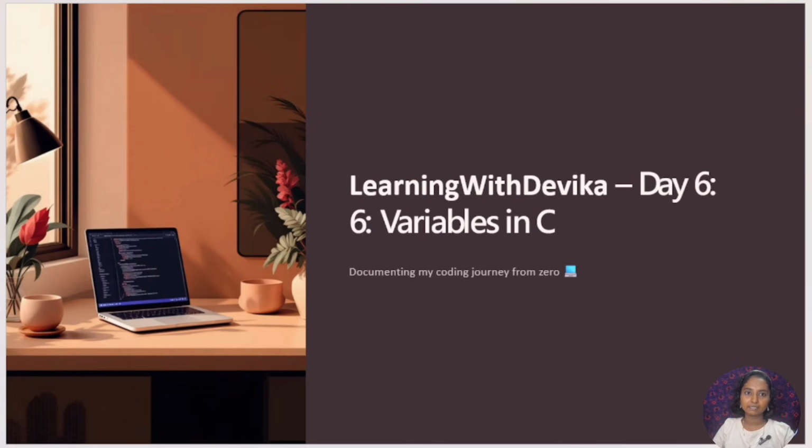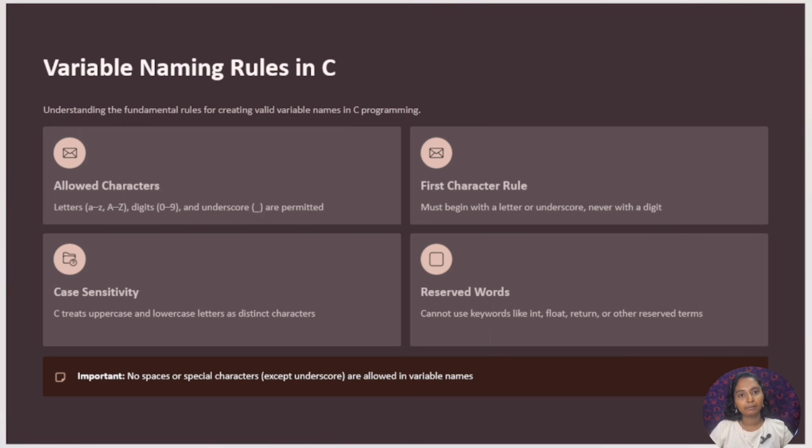Today we are talking about variables in C. Variable naming rules cover the allowed characters, case sensitivity, the first character rule, and reserved words. For allowed characters, we can use A to Z, uppercase as well as lowercase, and digits from 0 to 9, any number, like 100. We can also use an underscore: we can start with an underscore, use it in the middle, and end with an underscore. Capital letter X and small letter x are considered different. So that is case sensitive.